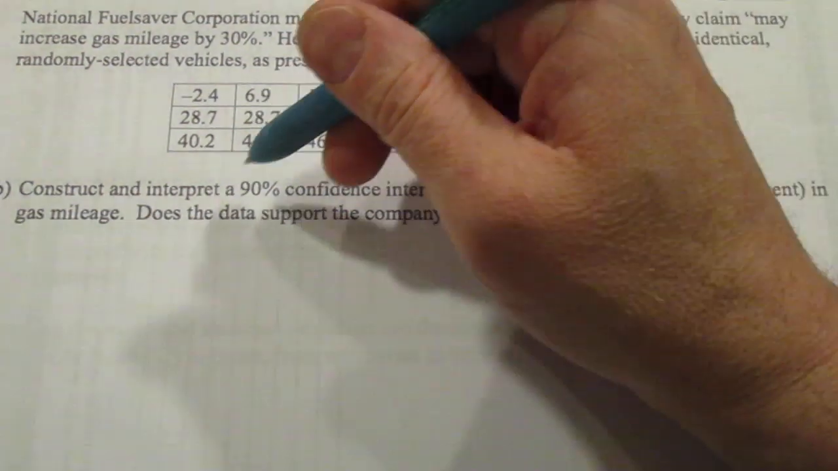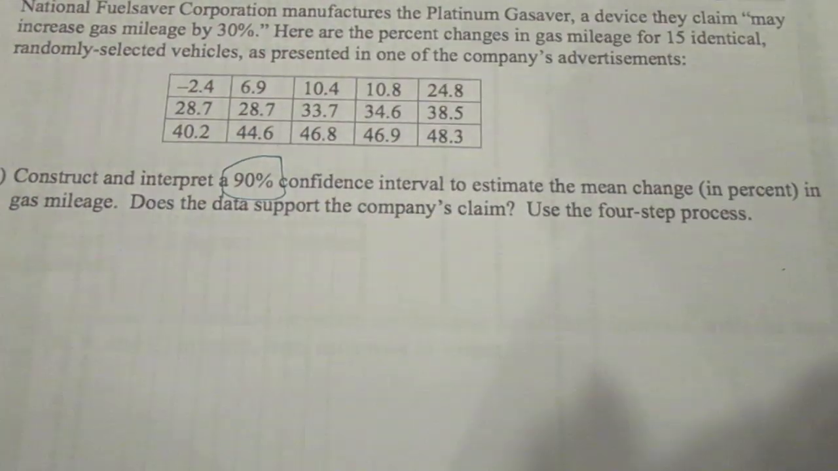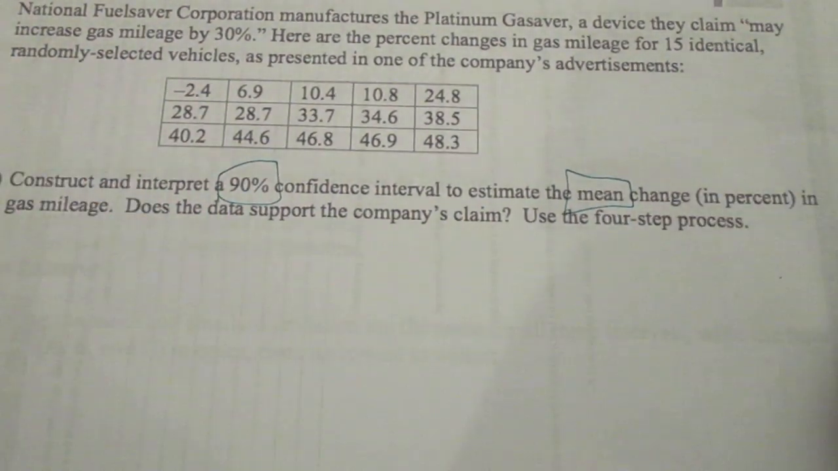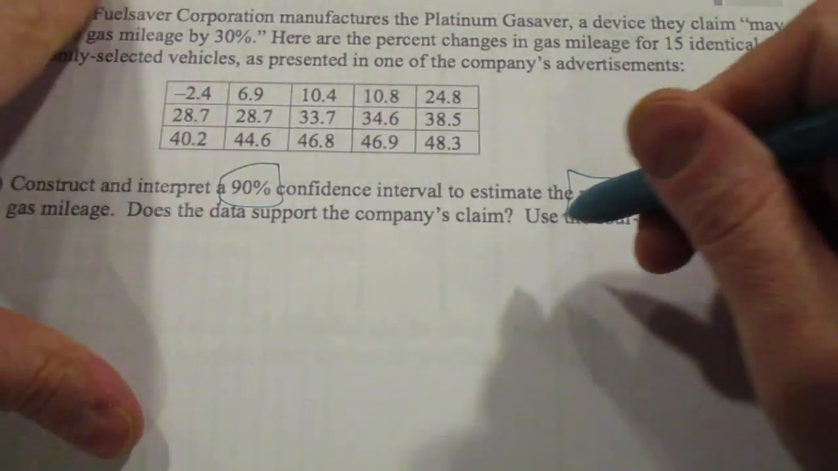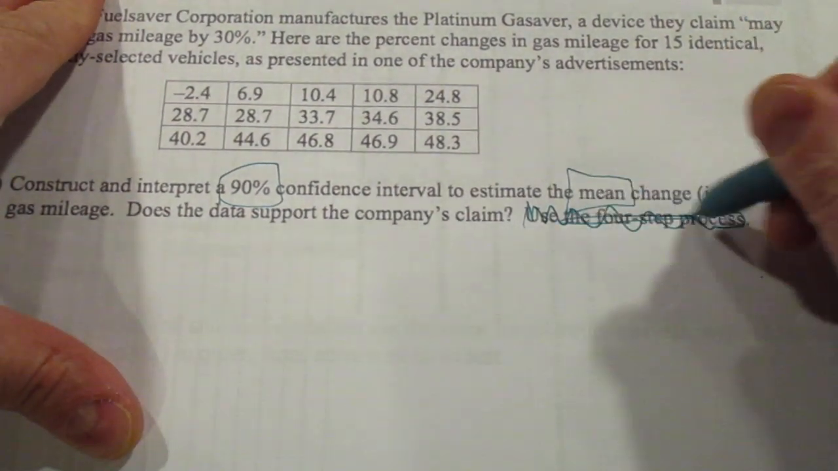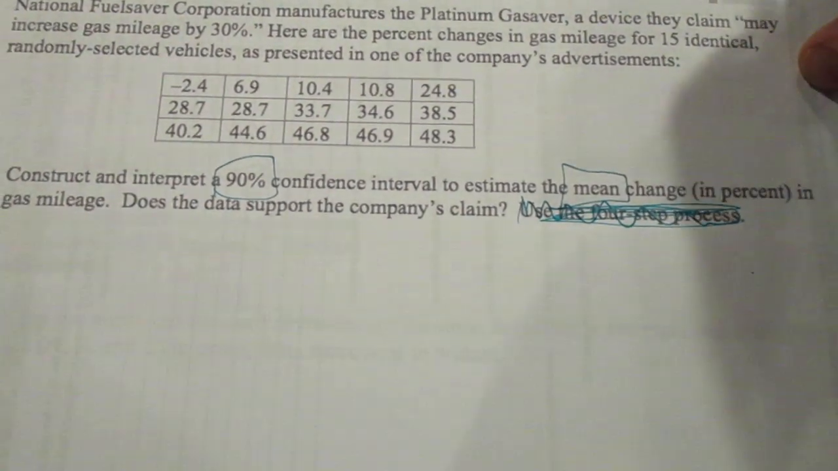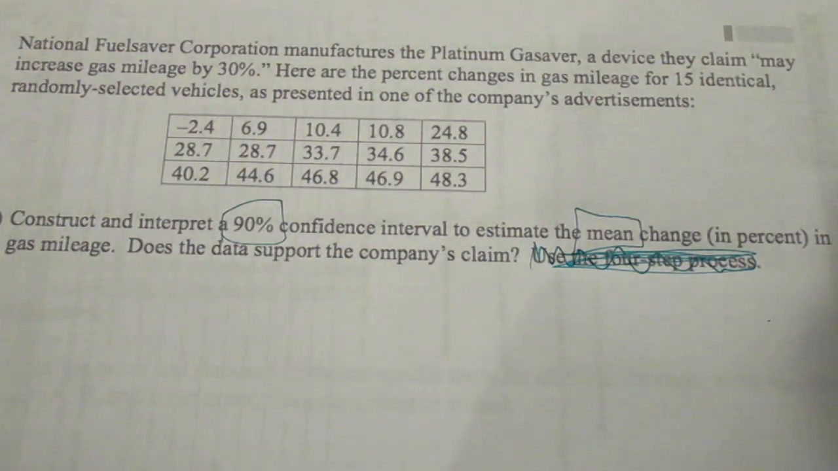Construct and interpret a 90% confidence interval. Estimate the, there it is, mean change in percent in gas mileage. Does the data support the company's claim? Use the 4-step process. I don't know what the hell that is. Use panic. So, we do not know the population standard deviation. Good, that's more realistic. We won't know the population standard deviation.